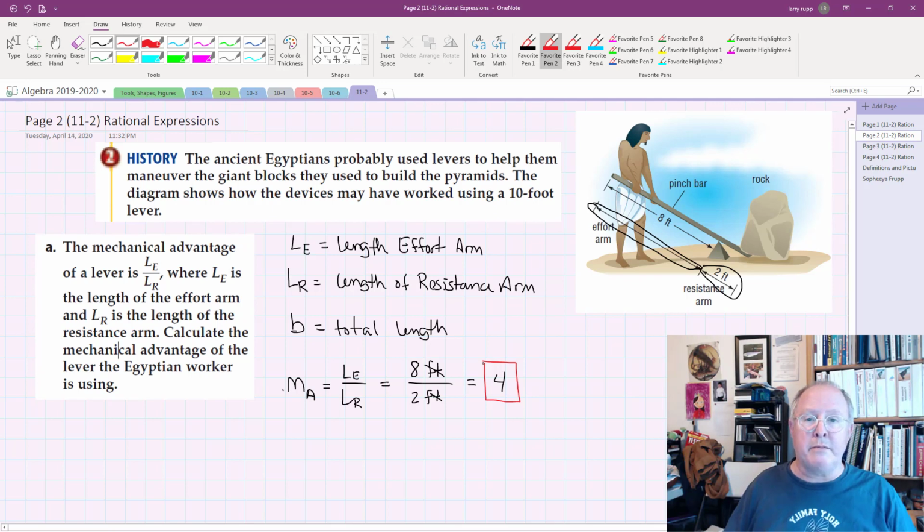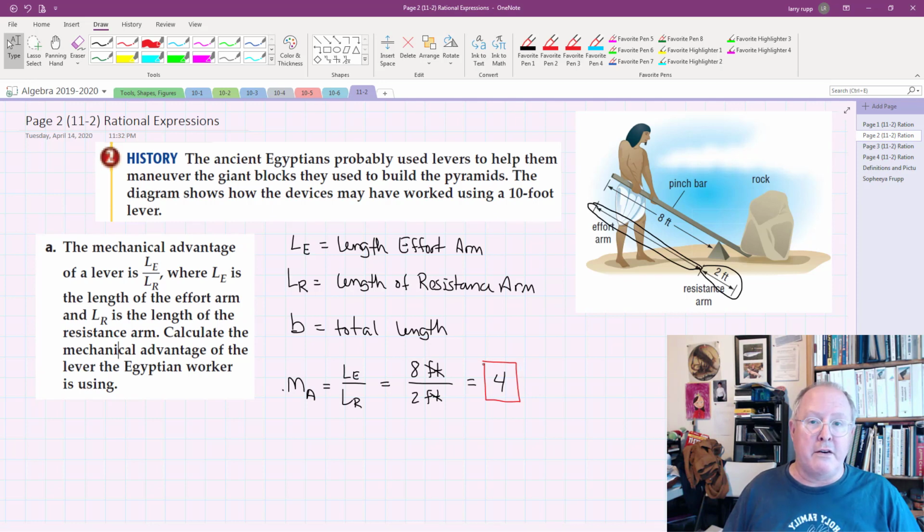Now, what does that mean in practical terms? Well, however much force the Egyptian pushes down, theoretically, on the end of that bar that he's holding, 4 times that amount of force is going to be exerted on the shorter end of that bar against the rock. So if he pushes down with 10 newtons of force, 40 newtons of force are going to be pushed back up against that rock, assuming that your stick there can handle that kind of force.